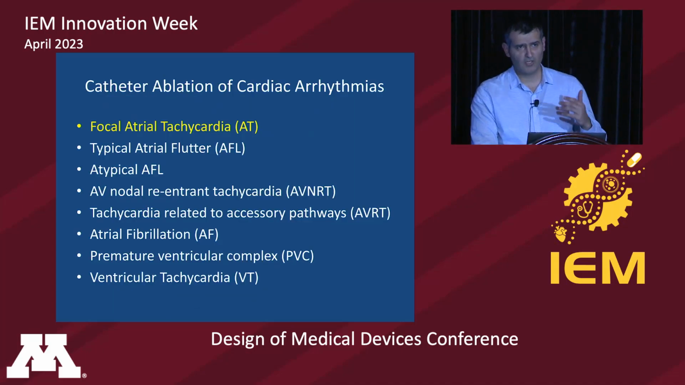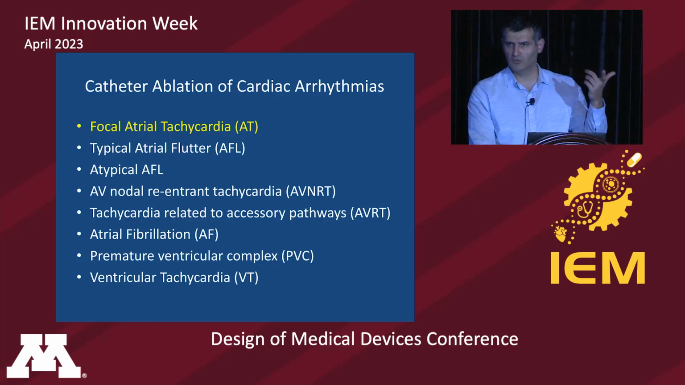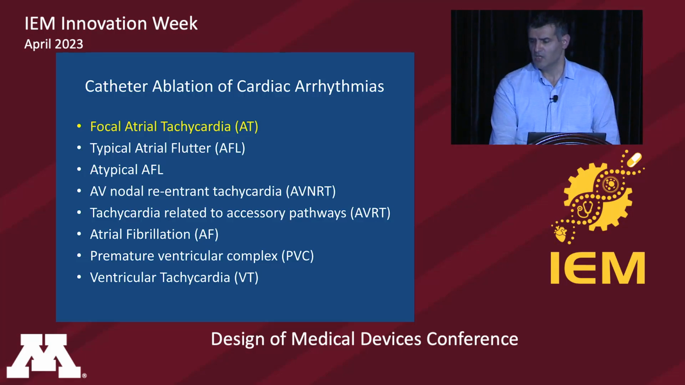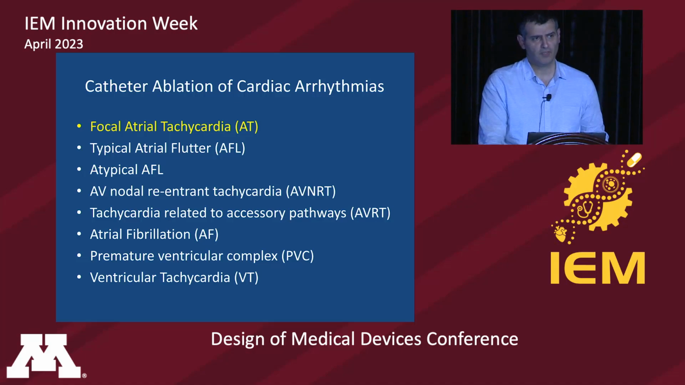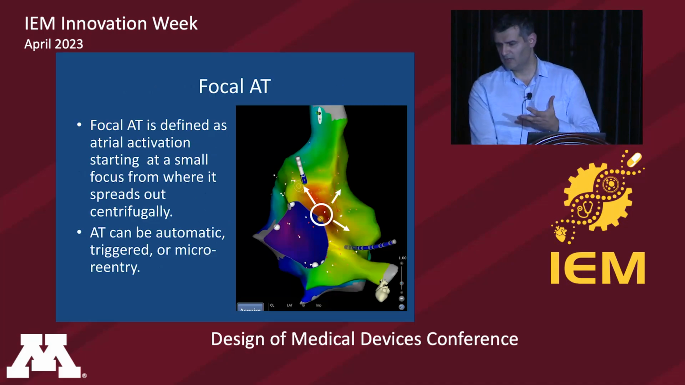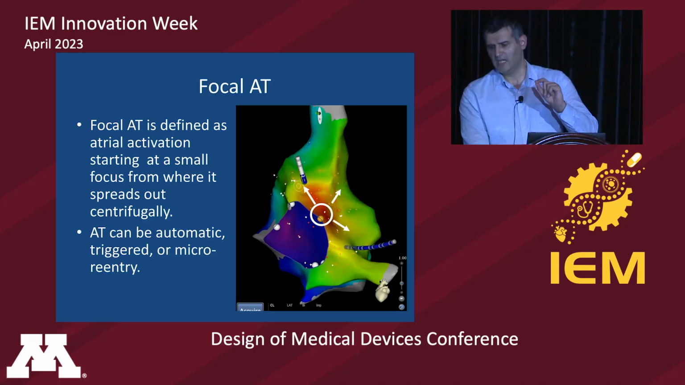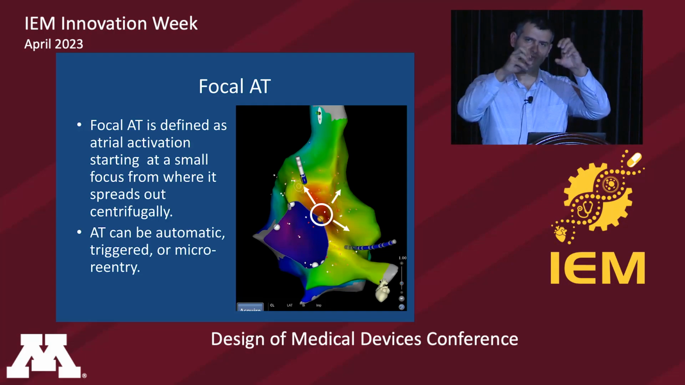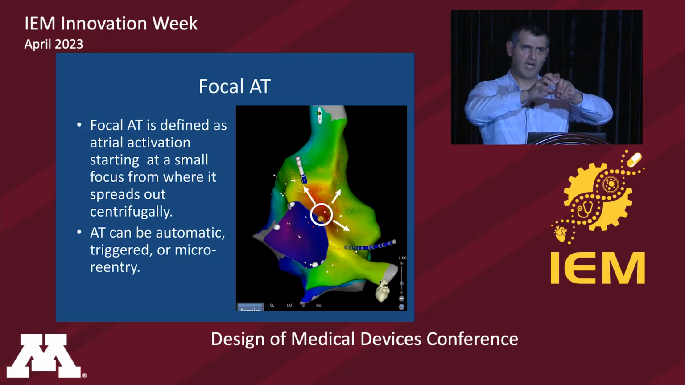So I'll start giving you examples of ablations, and we'll talk about what kind of mapping we do, and hopefully this will help you understand what we do in the EP lab and what we might need. There are multiple tachycardias. I'm going to show you multiple types of tachycardias. Each of them has a different mechanism, and each of them has an impact on how we map it. I'll start with focal atrial tachycardia. It's the most simple. It's basically an atrial activation starting from a spot in the heart, a small group that generates an impulse, and that impulse travels out in a centrifugal way from the spot and out.